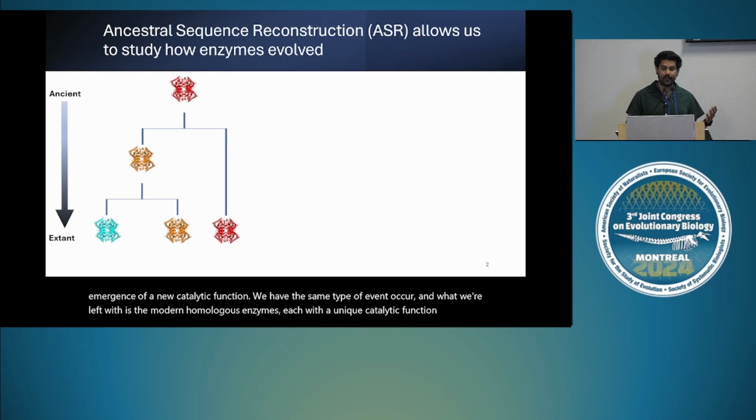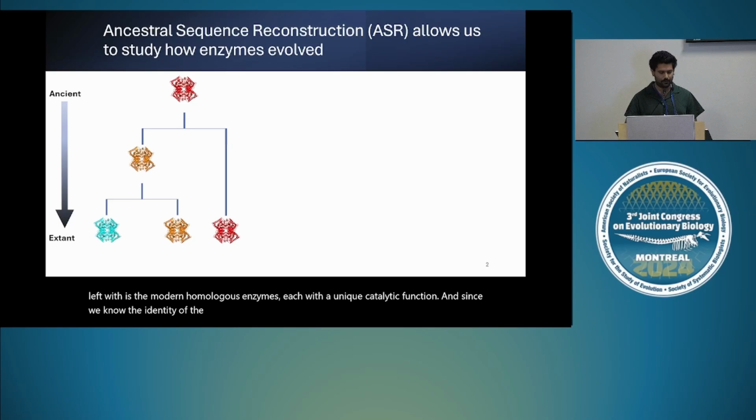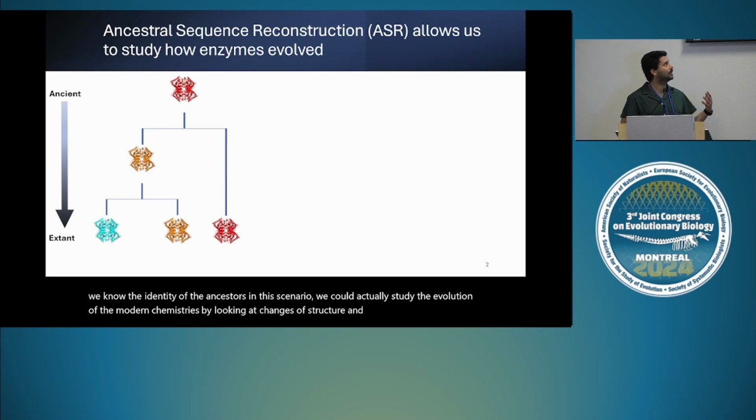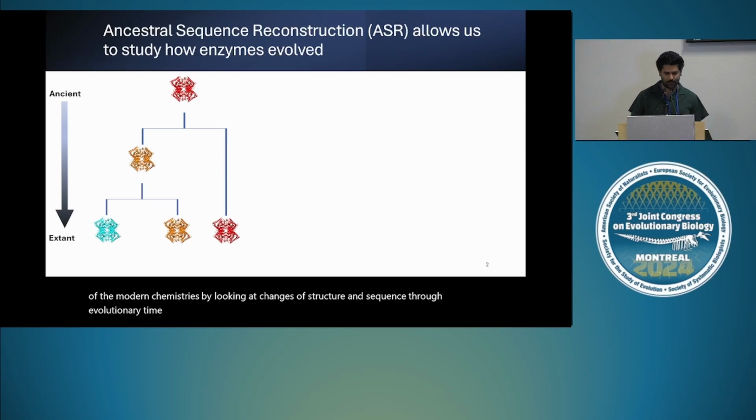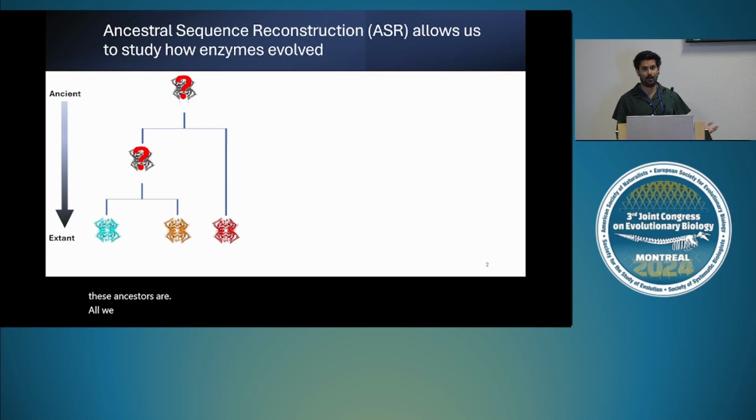And since we know the identity of the ancestors in this scenario, we could actually study the evolution of the modern chemistries by looking at changes of structure and sequence through evolutionary time. However, in reality, we actually don't know what the identity of these ancestors are. All we have is information about the modern enzymes, including their amino acid sequences.